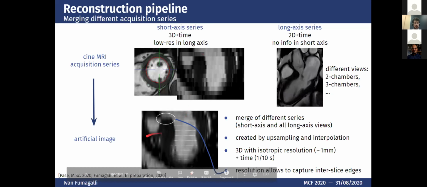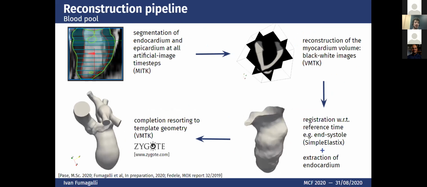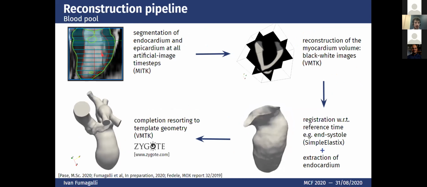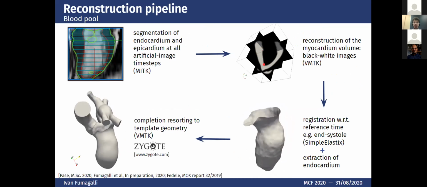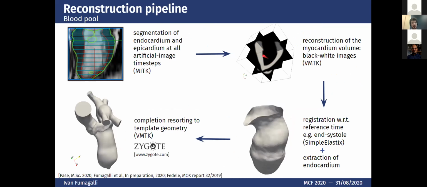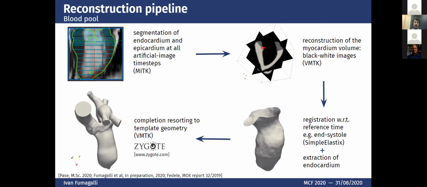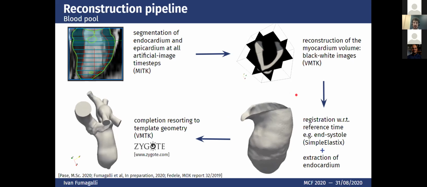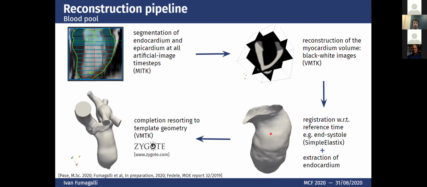Now, once we have this artificial image, we can move on to reconstruct our domain, and this is done by segmentation of the endocardium and of the epicardium at all time steps of the artificial image. Then these segmentations are used to make up a myocardium volume in a black and white image, and this is done by in-house developed VMTK-based tools. Then we perform registration on this myocardium in order to extract the contraction of the ventricle, and this contraction is then applied to the endocardium in order to have the boundary of our ventricle.